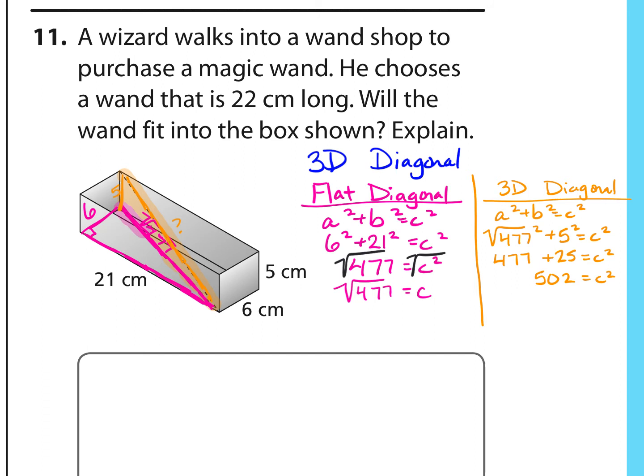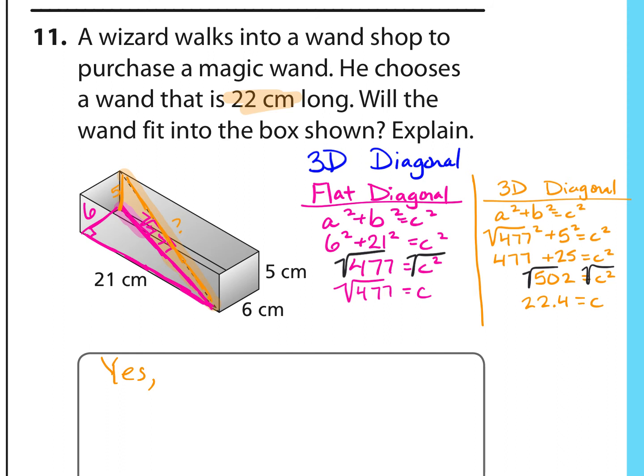And then when we take the square root of both sides, we can go ahead and round at this point to get that c is about 22.4. And since the wand is 22 centimeters long, yes, it will fit.